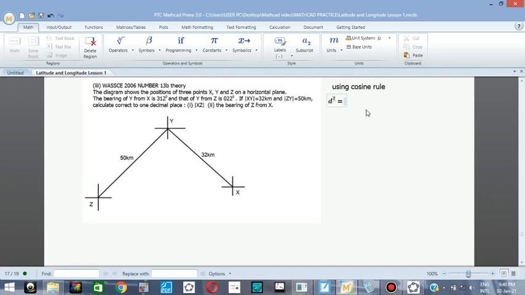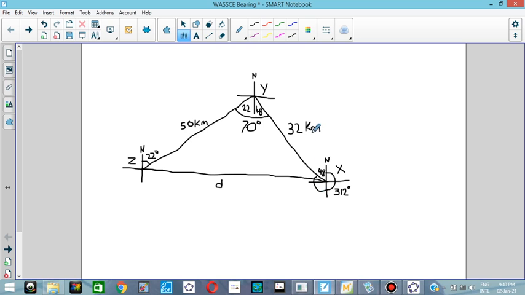So it's going to be like this: 50 square plus 32 square. Then you subtract now. You subtract 2 times 50 times 32, then times cosine of that angle that is facing the D, which is 70. 70 is the angle facing D. So you find the cosine of this angle 70. So take note of that.